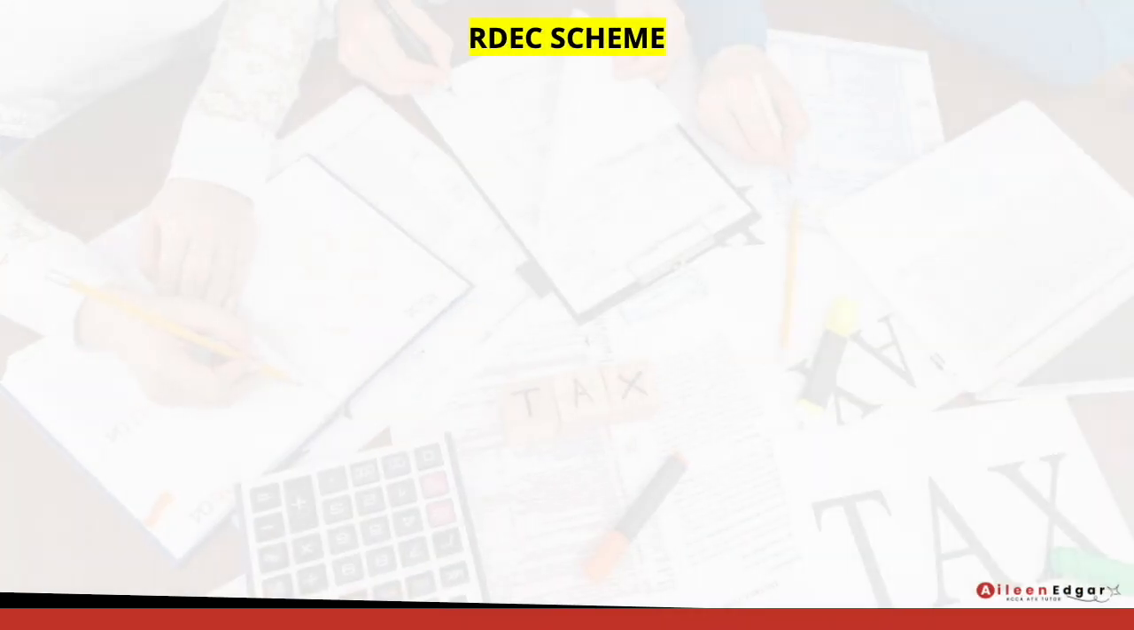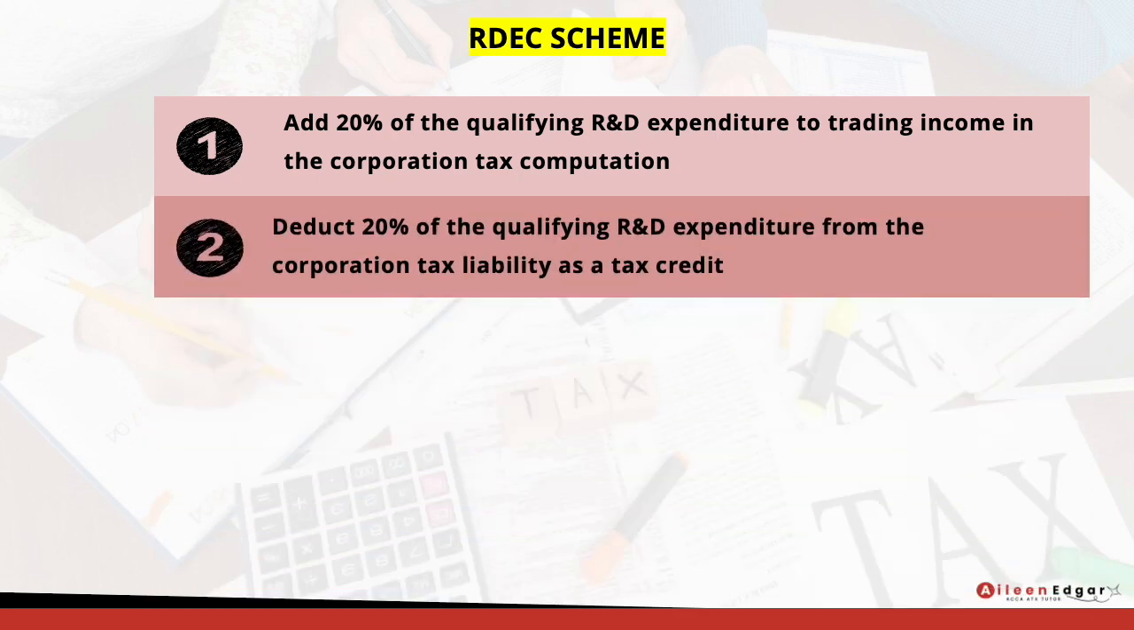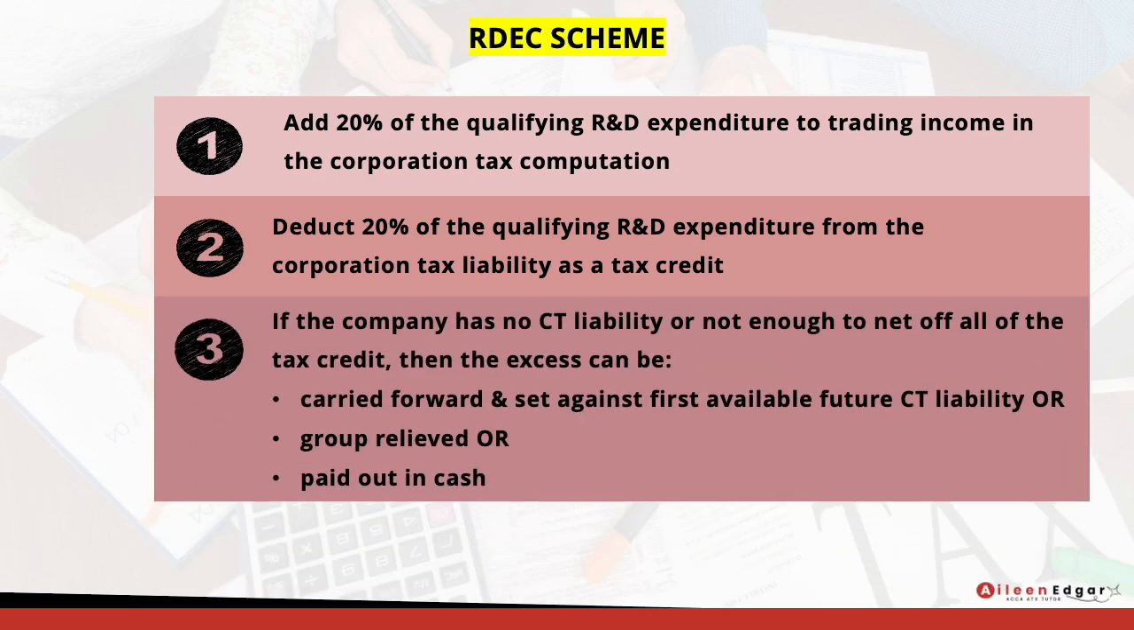To operate the RDEC scheme, you will add 20% of the qualifying R&D expenditure to trading income in the corporation tax computation. You will then deduct 20% of the qualifying R&D expenditure from the corporation tax liability as a tax credit. If the company doesn't have any corporation tax liability, or there's not enough to net off all of the tax credit, the excess can be carried forward and set against the first available future corporation tax liability, or it can be group relieved, or it can be paid out in cash.